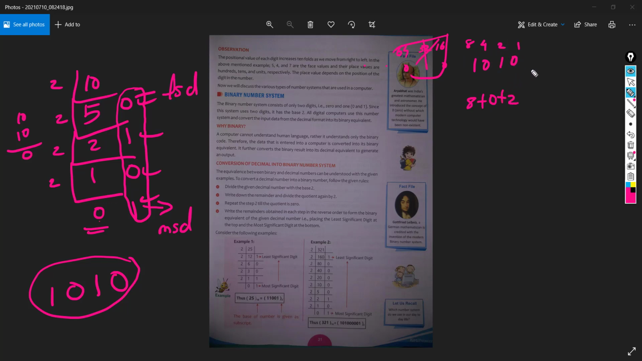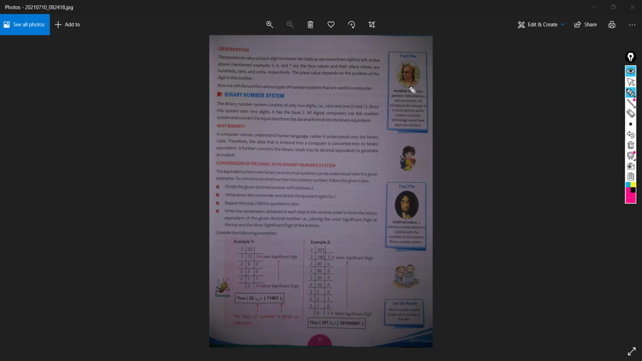This is a simple method to check the output, which is not given in the textbook, so I am just adding extra information. So 8 plus 0 plus 2 plus 0 is 10. If it matches the correct decimal number, then this is the correct binary of this decimal 10. That's how we can get the result.